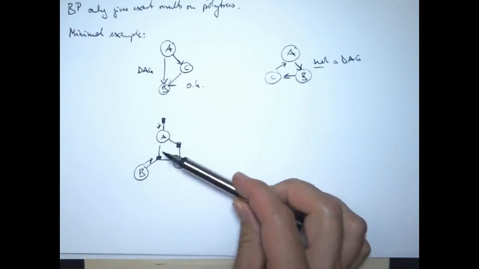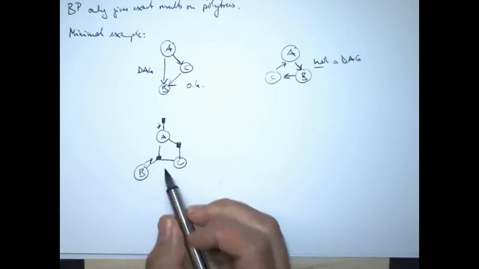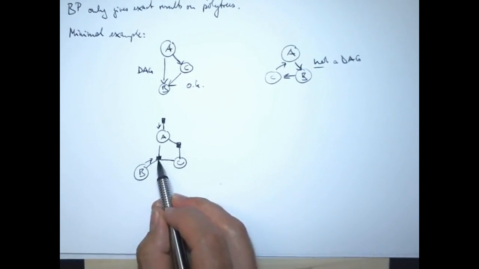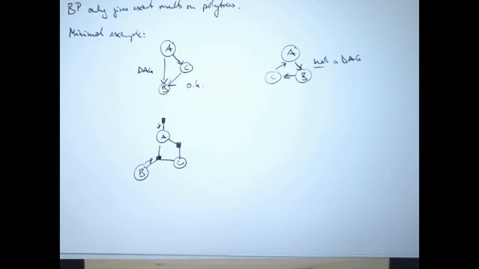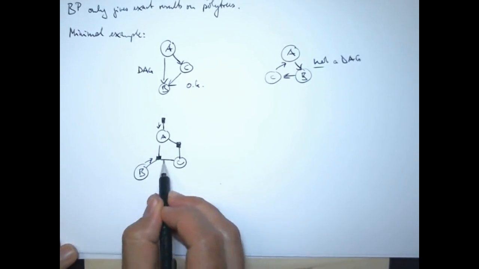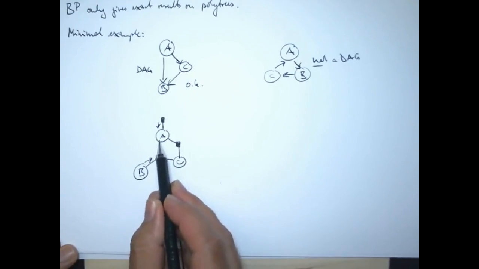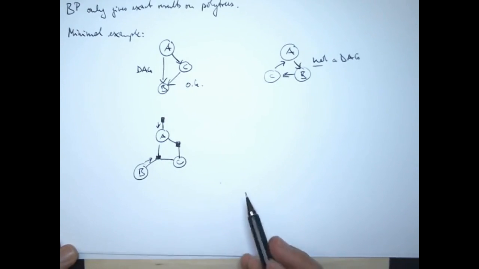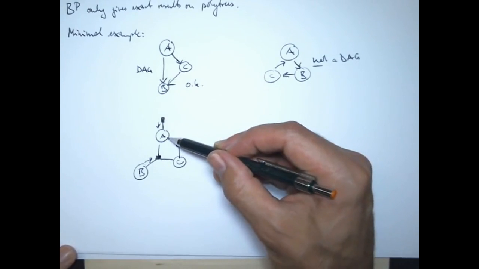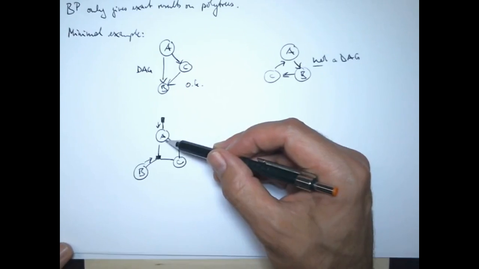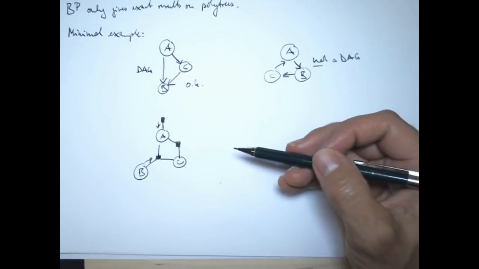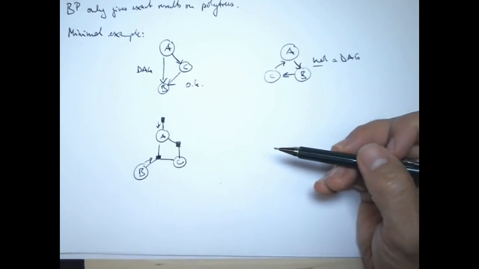Because, for example, from this factor, I would like to send a message to C, but I can't as long as I have to wait for my input from A. And here, this is why I cannot continue at this point.